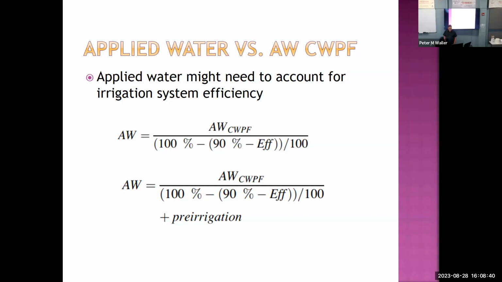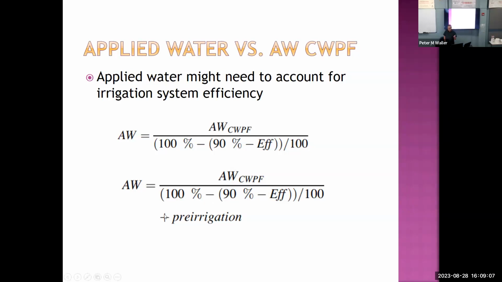So the applied water in an irrigation experiment might need to be adjusted for the efficiency of the irrigation system you're using. For example, if you use drip, that would have a different relationship with crop yield versus water than if you used a less efficient flood irrigation system. So that's what this equation is meant to do.